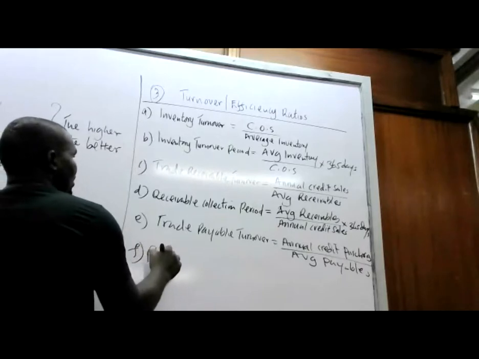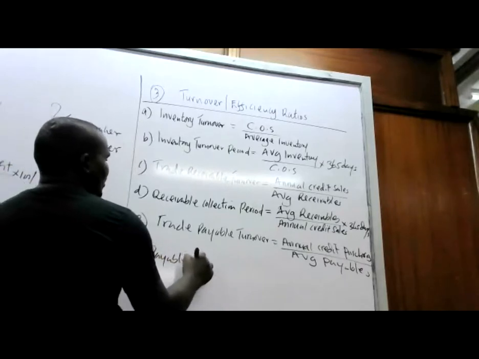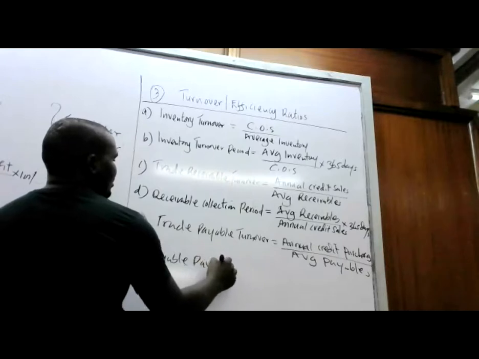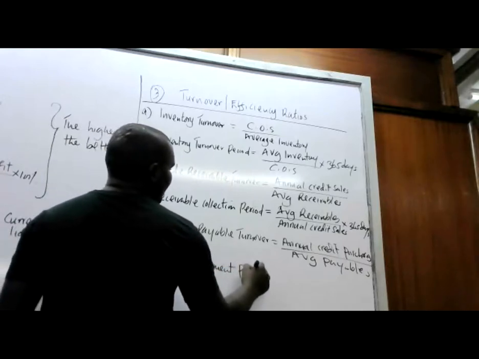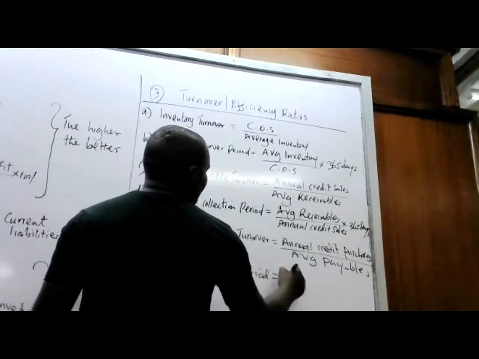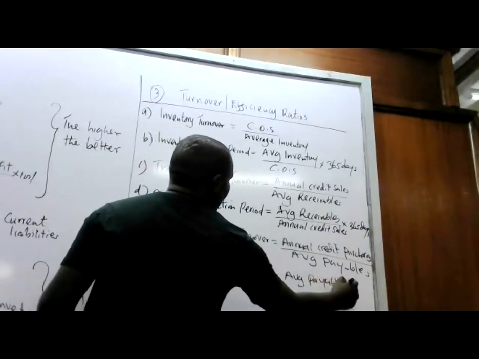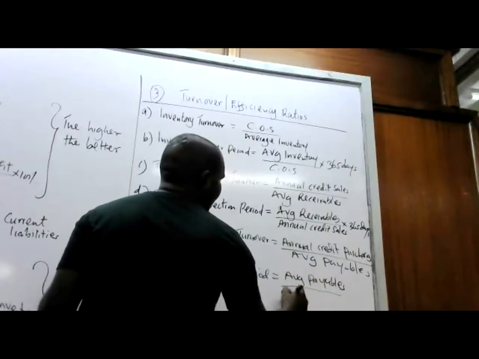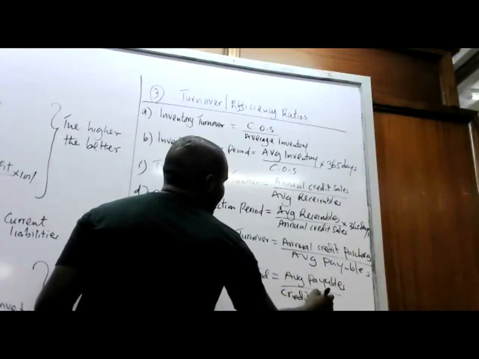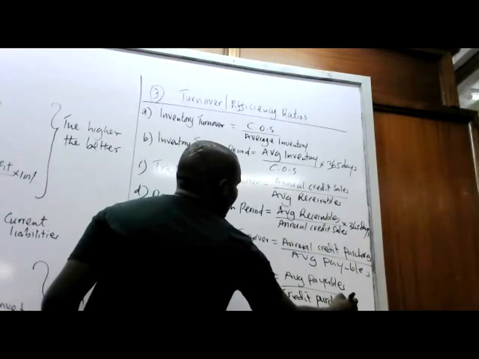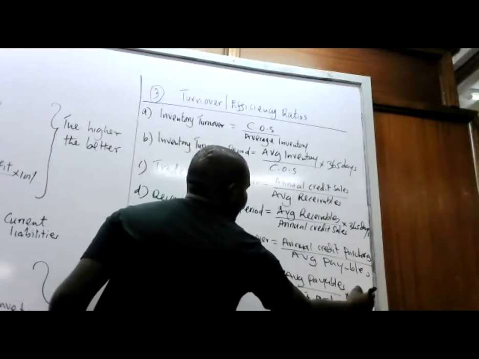Then payable payment period is average payables divided by credit purchases times 365 days.